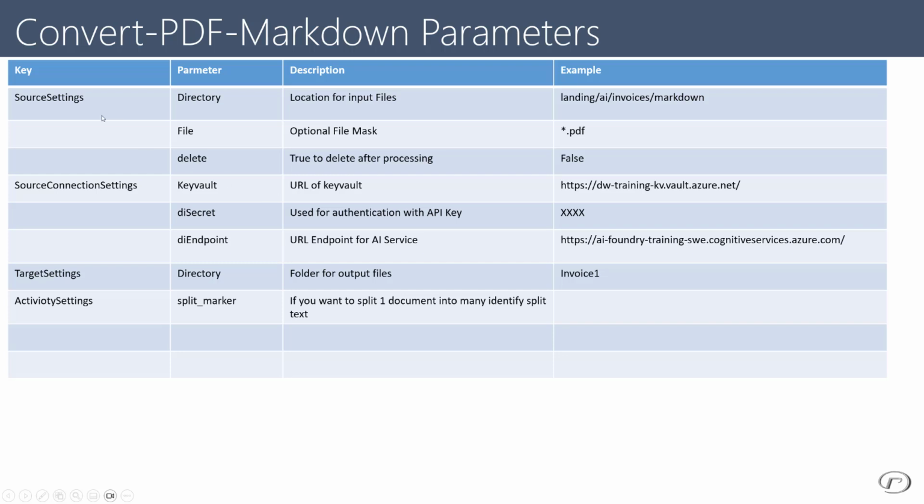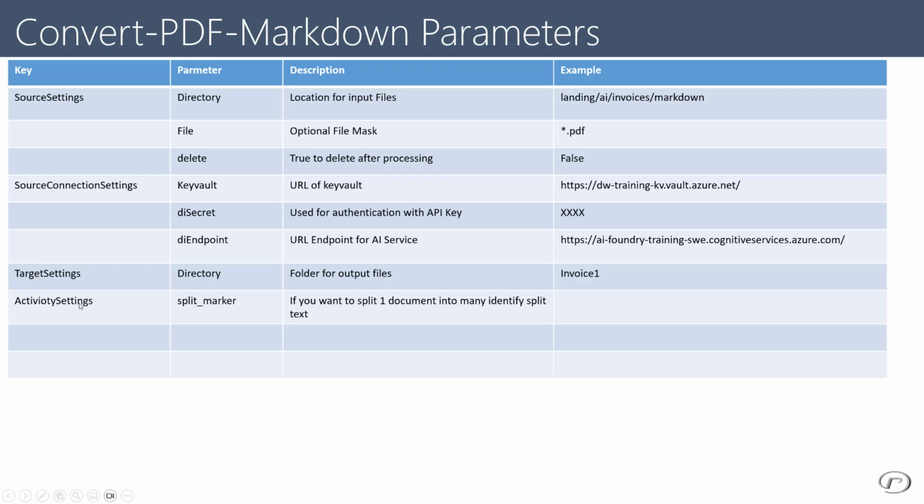It's just a conversion. Parameter wise, it takes very similar parameters to a lot of the other templates. We put the directory where the files are on the OneLake, a file mask, whether we want to delete them after we've finished processing them, and then how to connect. So we're going to have to give it a secret, i.e., the API key for the document intelligence endpoint. Okay, and then where we want to output it to in terms of the directory.